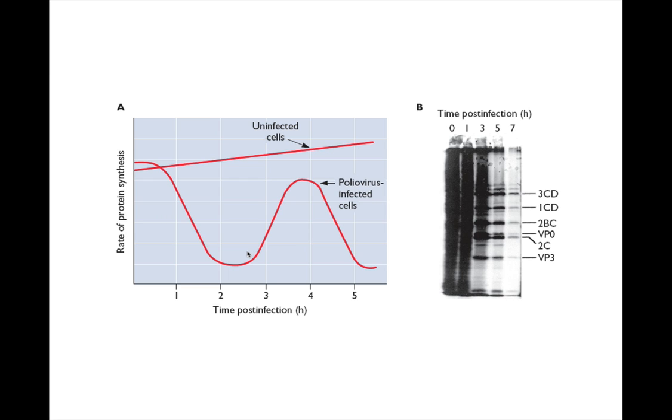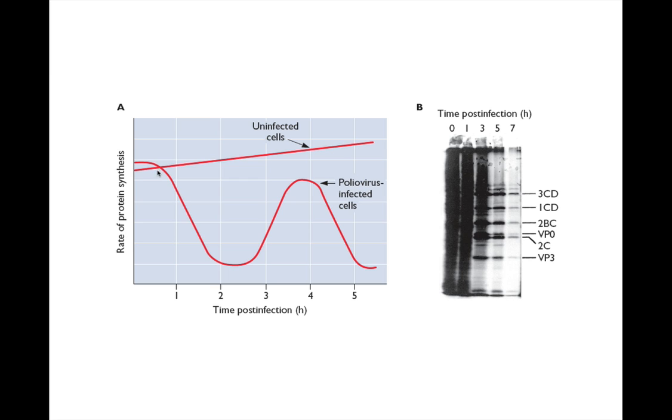Here's an example in cells infected by poliovirus. If you monitor the rate of protein synthesis at different hours post-infection in polio-infected cells, you can see the rate of synthesis declines very quickly by 2 hours, and then it's replaced by a new round of translation, which is viral protein synthesis.